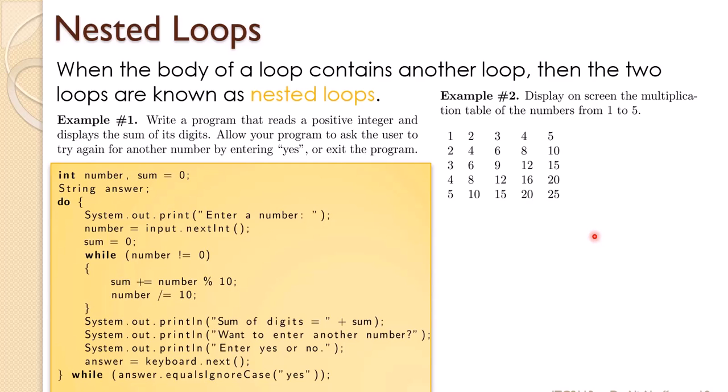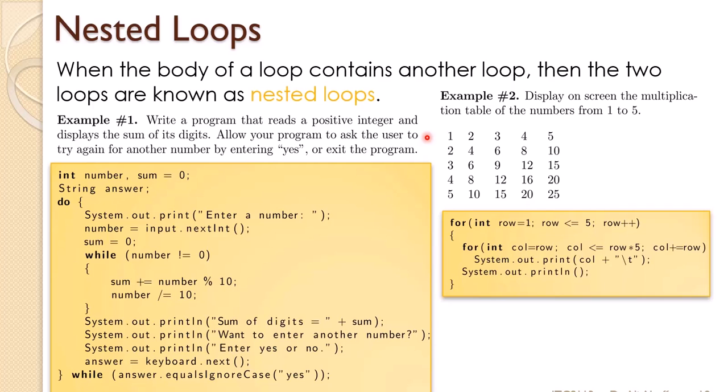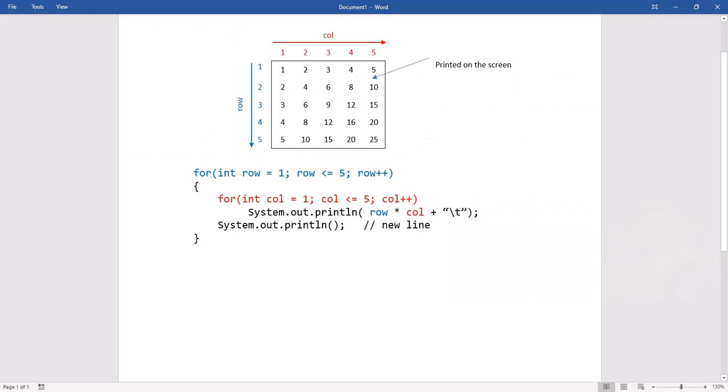If I ask you how many lines do we have in here, you would say 5. So you are counting. How many columns do we have? We have also 5. We can print those numbers using two different ways. This is the first way and this is the second way.